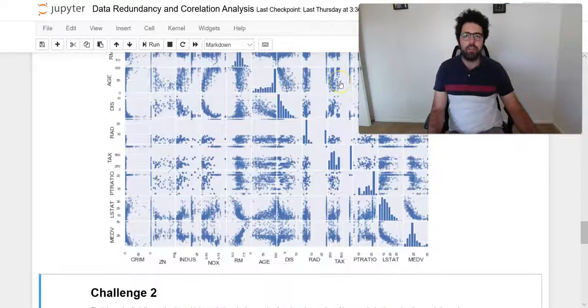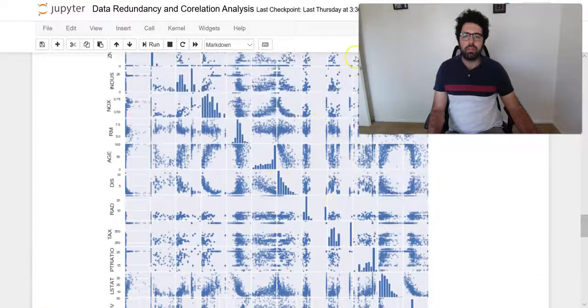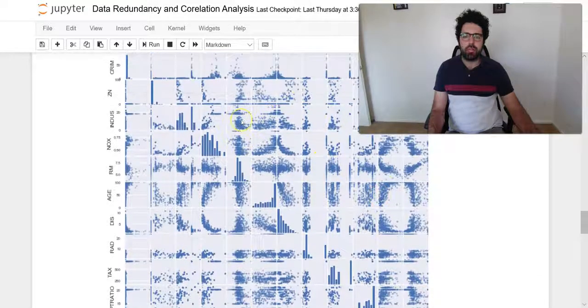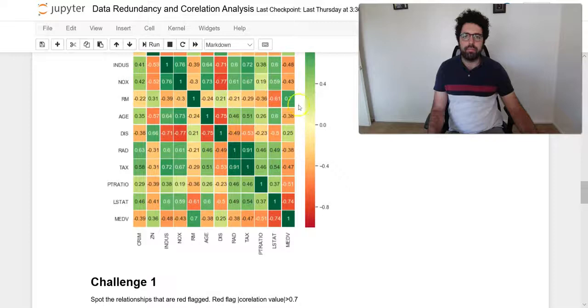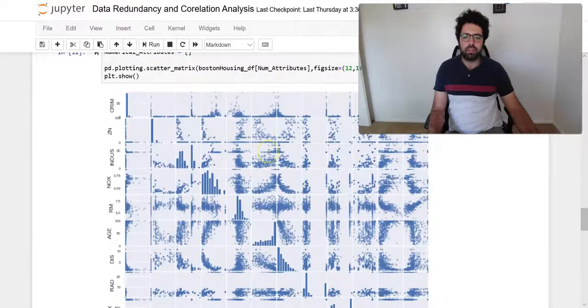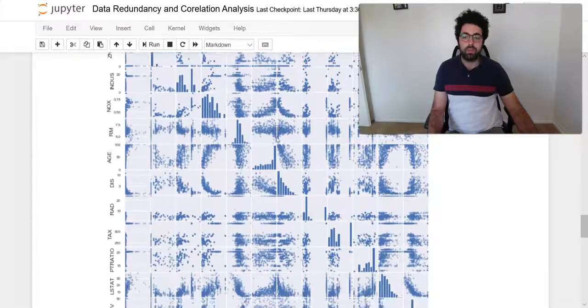Another challenge I have for you is to look at these visuals of all the scatter plots, find a couple of them that have high correlation with your eyes, and then confirm that with the correlation matrix, and see some of the real value correlation and also the type of relationship that the attributes have with one another.